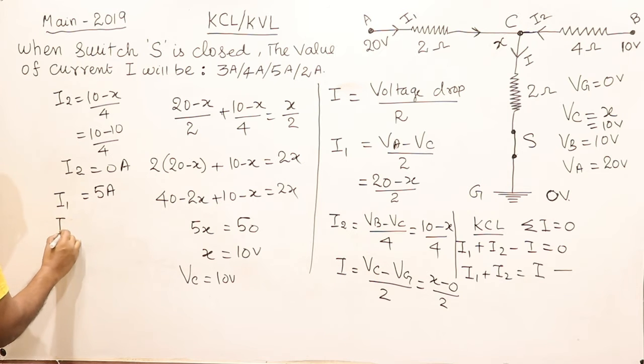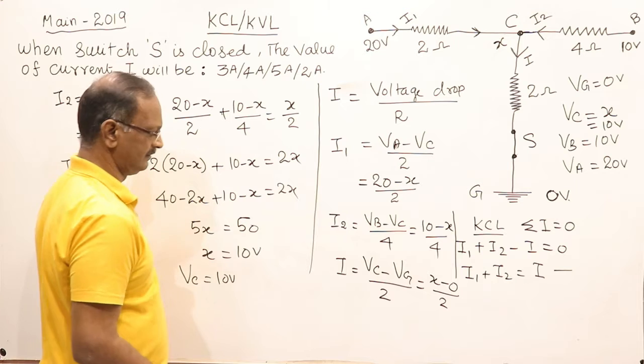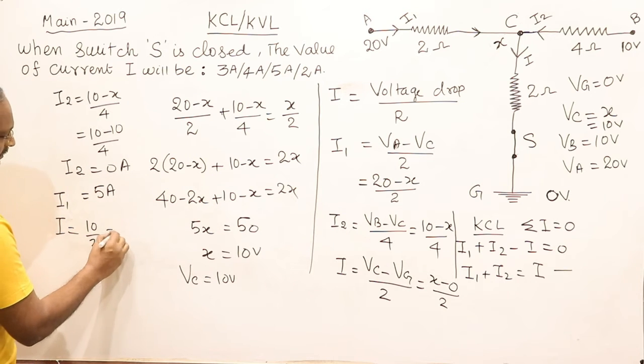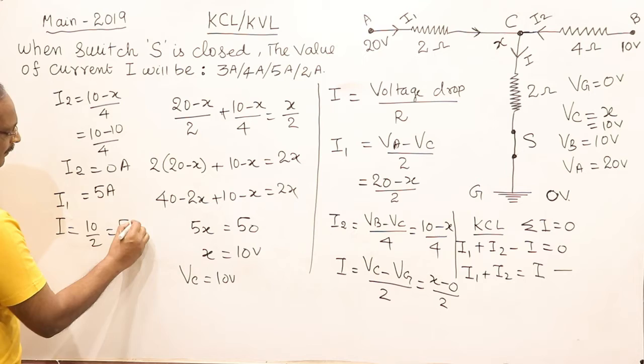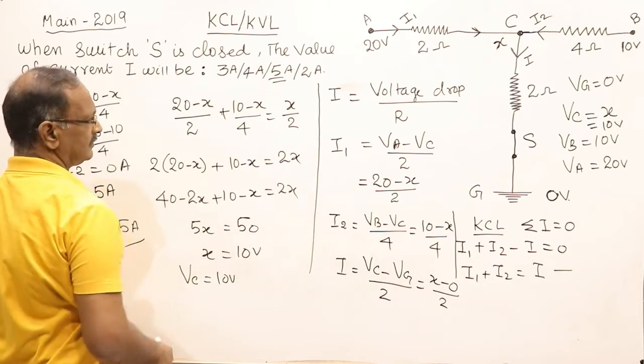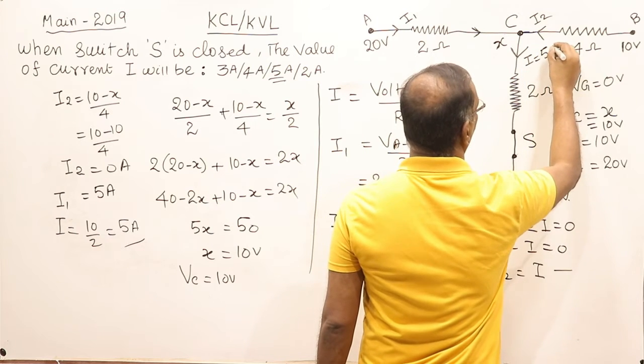So what is I? I is equal to x by 2, that is x is equal to 10 volt. 10 divided by 2 is equal to 5 ampere. So the current is 5 ampere, this is the right answer. So here I is equal to 5 ampere.